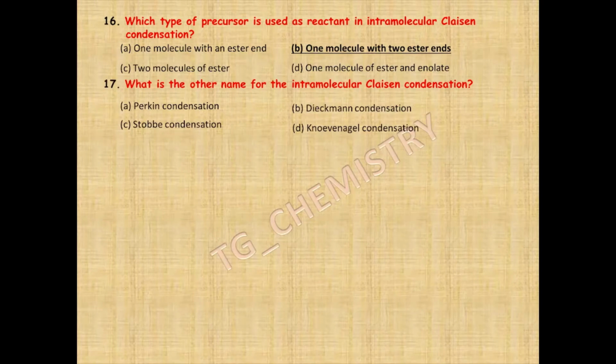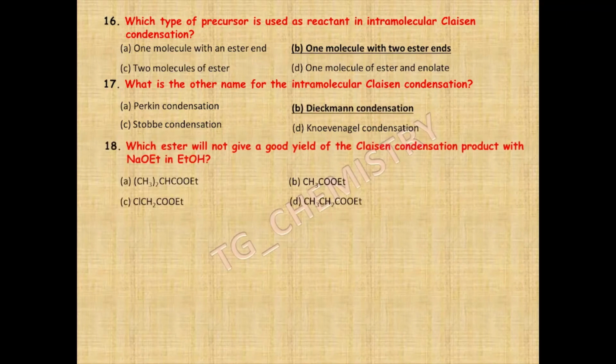Next is, what is the other name of the intramolecular Claisen condensation? So this is a little bit tricky. Sometimes you are given another name of a reaction or condensation reaction, and you know the intramolecular Claisen condensation, but you don't know that name. So that sometimes makes a little mess. So here this question is put in that sense. The options are Perkin condensation, option B Dieckmann condensation, option C Stobbe condensation, and option D Knoevenagel condensation. The right answer is option B Dieckmann condensation.